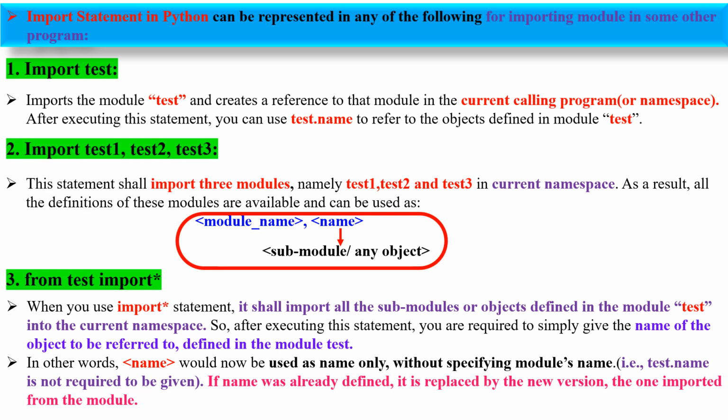Point 3. from test import star. When you use the import star statement, it shall import all the submodules or objects defined in the module test into the current namespace. So, after executing this statement, you are required to simply give the name of the object to be referred to, defined in the module test. In other words, name would now be used as name only, without specifying the module's name, that is, test.name is not required to be given. If name was already defined, it is replaced by the new version, the one imported from the module.